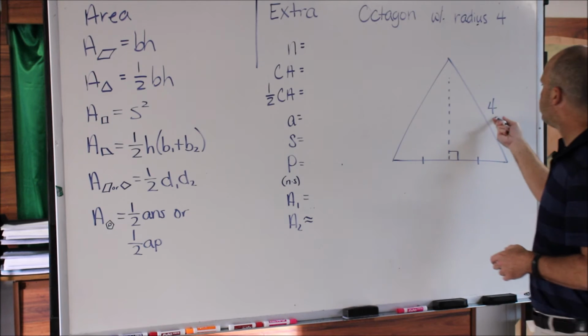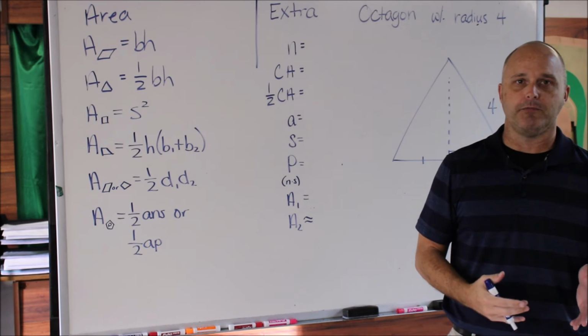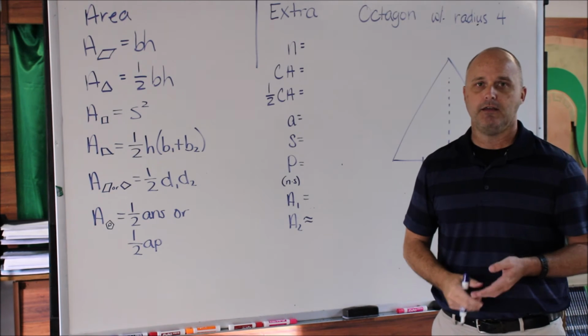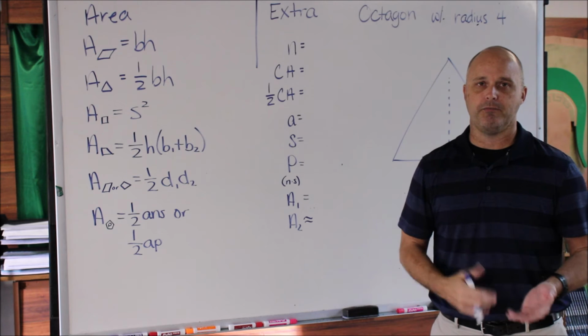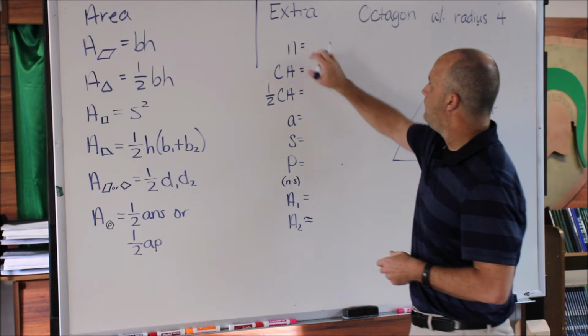And I've labeled this radius as 4. But in order to be able to solve this problem, you have to have an apothem and you have to have a side length. So we've got to figure out what the apothem and side length are on this problem. So the first thing we're going to do is fill in our numbers.